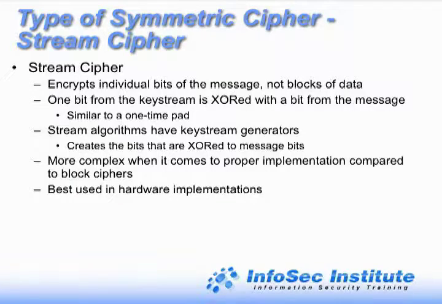There's the stream cipher. Basically it encrypts individual bits in a message, no blocks of data. One bit of the stream key is XORed with the bit from the message, similar to a one-time pad. Then the stream algorithms have key stream generators. They are more complex when it comes to proper implementation compared to block ciphers. Basically, this is best used in hardware implementations rather than the block cipher in software implementations.